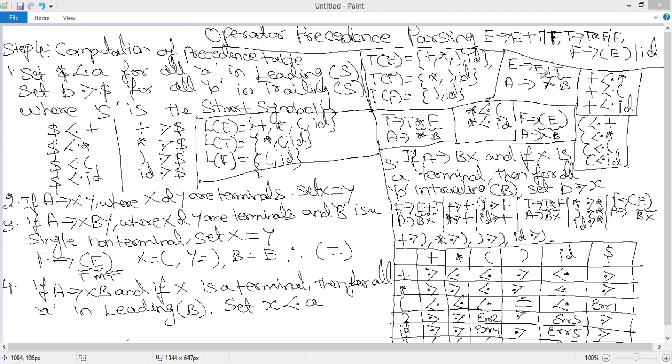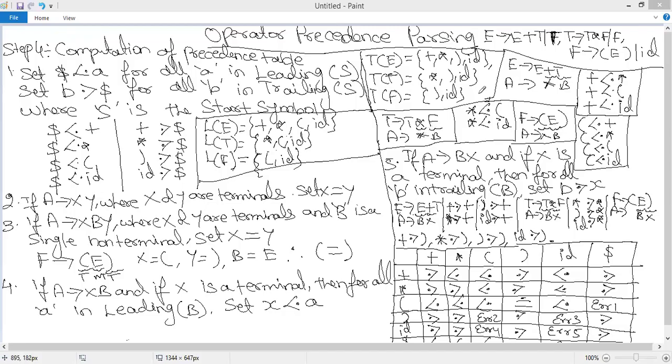Okay, then what is the other production rule? T tends to T star F. So this can also be mentioned as A tends to XB. Here X is star and B is F. So now we have to identify leading of B, that is leading of F. Leading of F is open parenthesis and ID, that should be mentioned on the right hand side. Then the less than symbol, that is the precedence relation, then X is the star. X is a terminal, the star is the terminal here. So according to this, this production rule is also applicable.